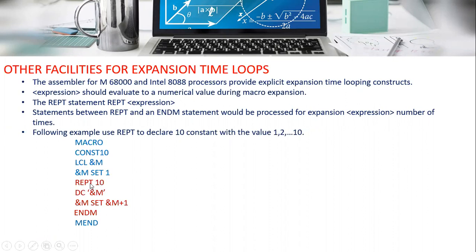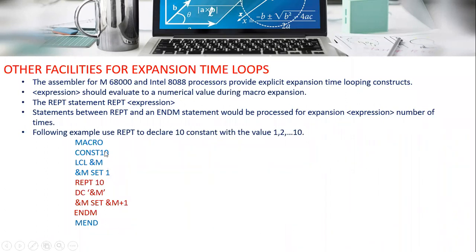Repeat. How many times can we repeat? 10 times. कोणते स्टेटमेंट रिपीट करायचे? DC and m. Okay, declare the constant of a value that is the expansion variable m. m ची व्हॅल्यू काय होईल? कॉन्स्टंट डिक्लेअर होईल. ती किती असणार आहे? इथे पुढे दिलेली बघा ती, and m set and m plus 1.